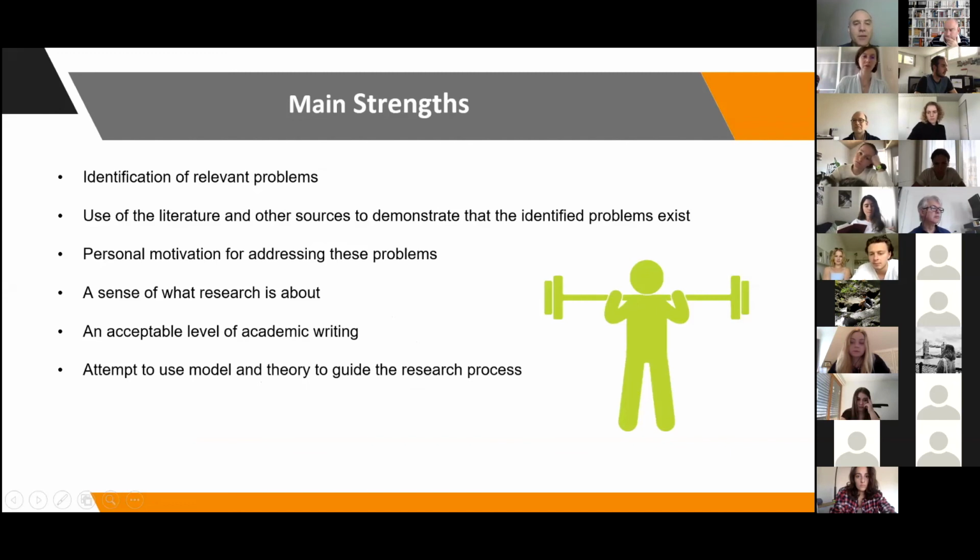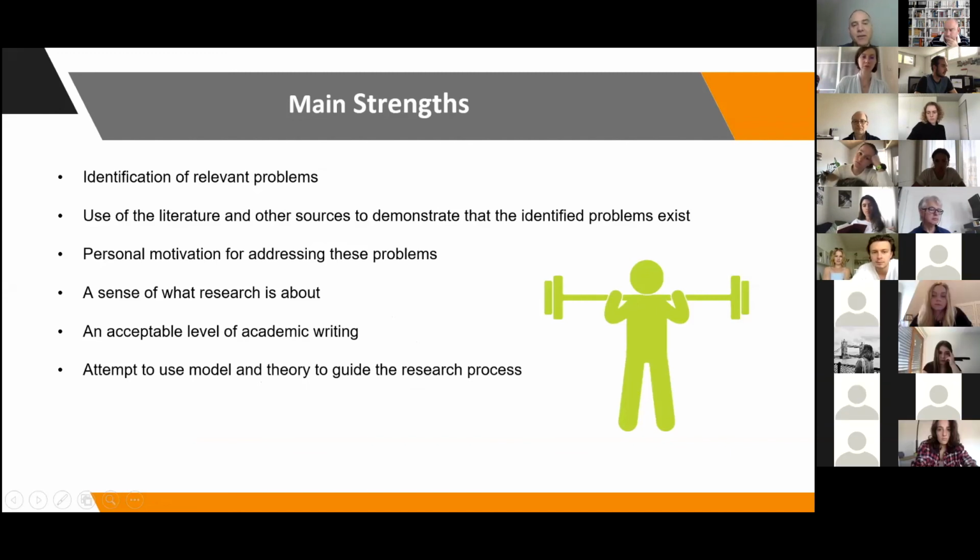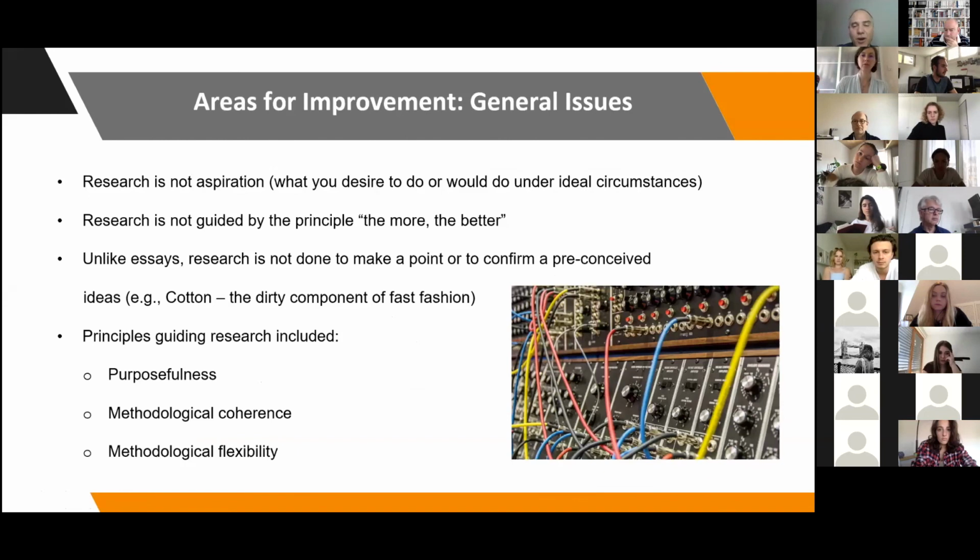So those are the main strengths. Things that I think the student has to work on a little bit are a few things about research in general. Research is not aspirational, as I said here. It is not about doing all the things you want to do. We do things that are relevant, but at the same time achievable.